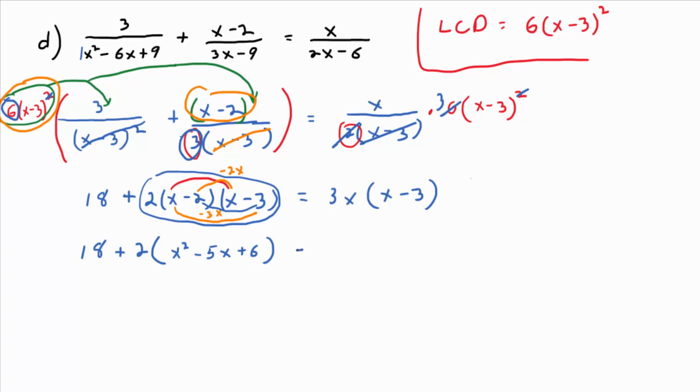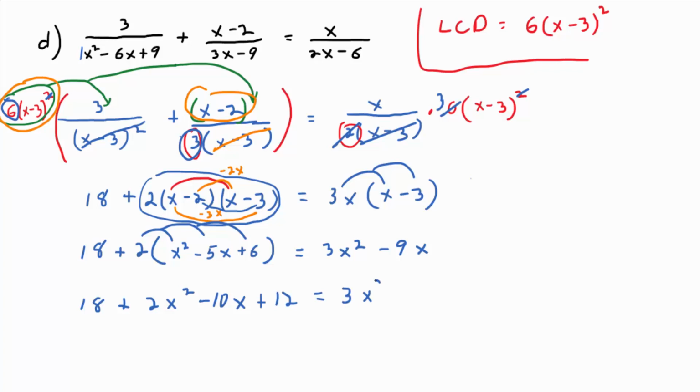What do you get? 3x squared from that multiplication, and then you're distributing, right? So minus 9x. 18 plus distribute the 2, what do you get? 2x squared plus or minus? Minus 10x plus 12, and then the right side doesn't change.